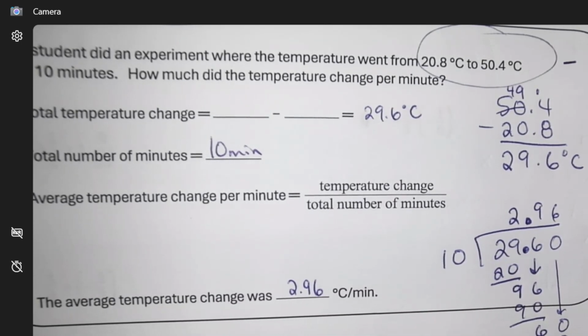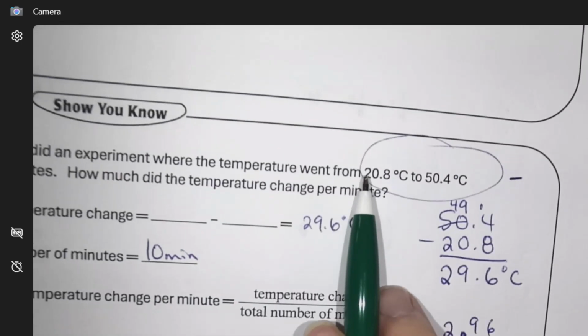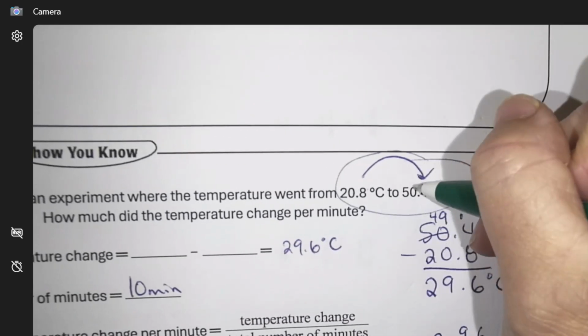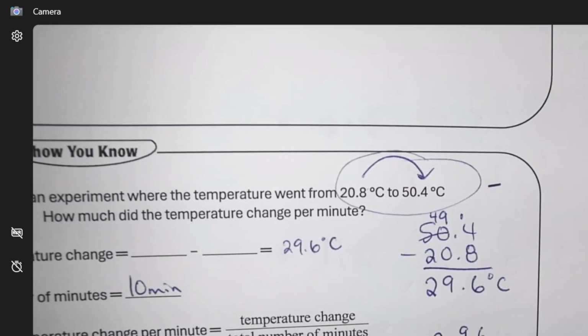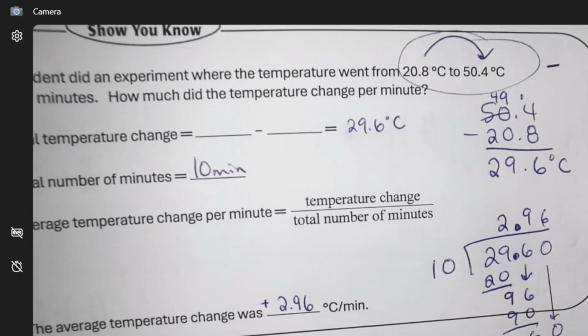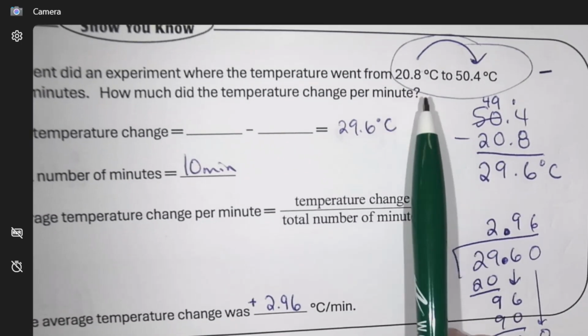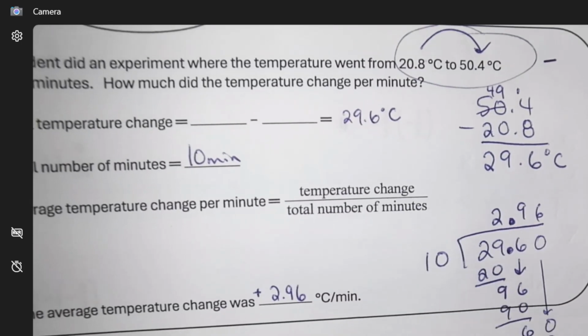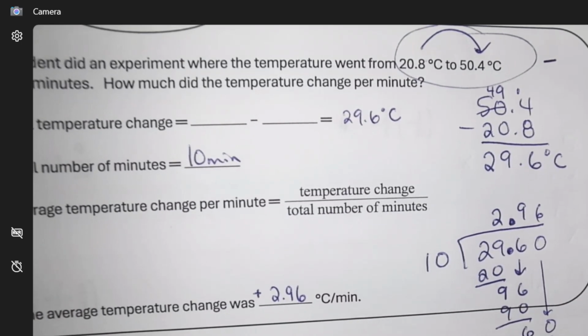And should I put a plus or a minus on that? Negative. Right? Because it's dropping. Well, let's check this out. It went from here to there. So would you say the temperature is doing a plus or a minus? I was still thinking of the decreasing question. Okay, so this shows me that the temperature is increasing.